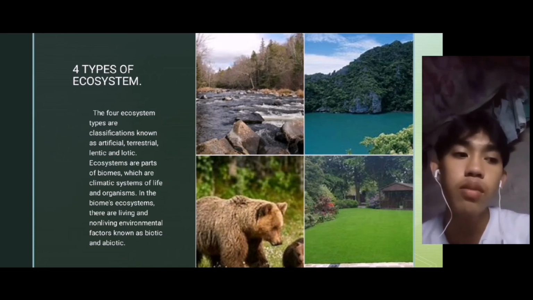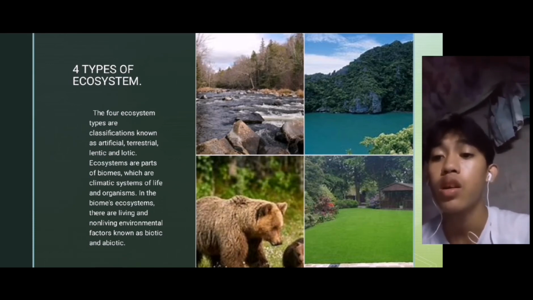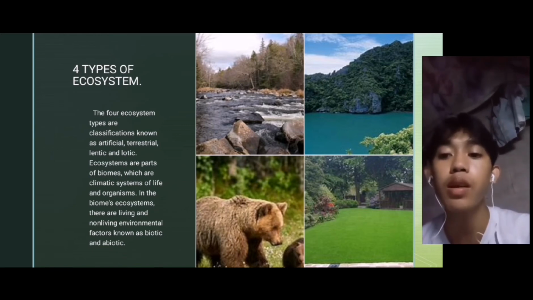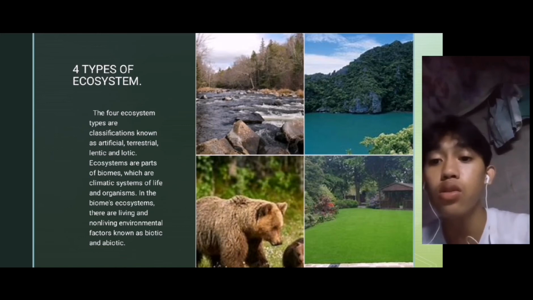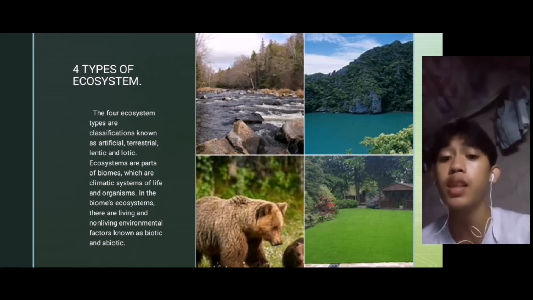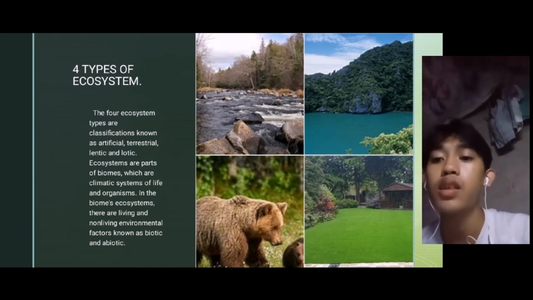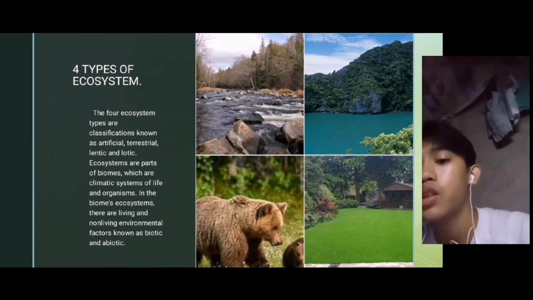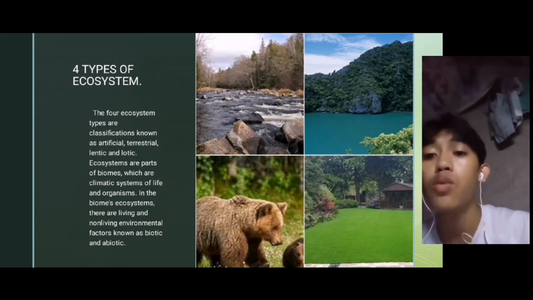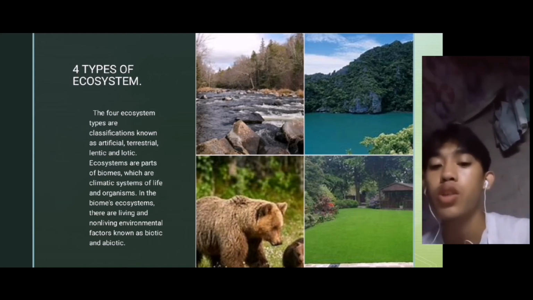So, yung ecosystem is a part of biome and yung biome, ito yung major habitat ng bawat biotic factor and abiotic factor. So, yung biotic factor, ito yung living things sa isang ecosystem tulad ng plants, bacteria, at animals. So, yung abiotic naman is a non-living components which includes water, soil, and atmosphere.